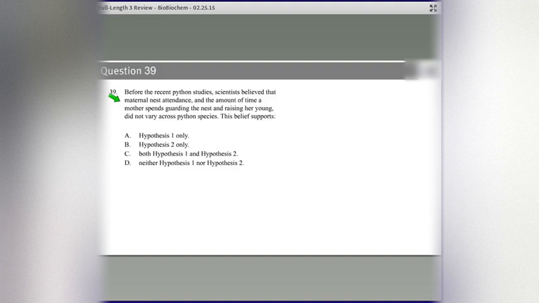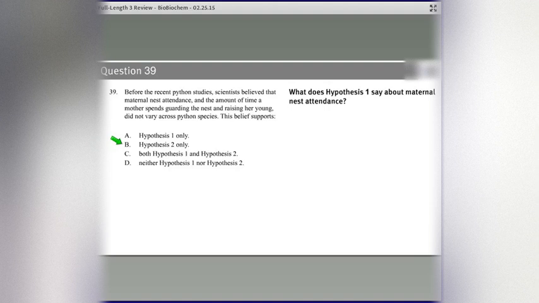Okay, so we take a look at this, and we have the idea of the amount of time the mother spends guarding the nest and raising her young did not vary across python species. So if we take a look at the answer choices, we're assessing this question using our Kaplan method. We have hypothesis 1, hypothesis 2, neither 1 nor 2, both 1 and 2. Okay, so we have to figure out what's going on with the first hypothesis.